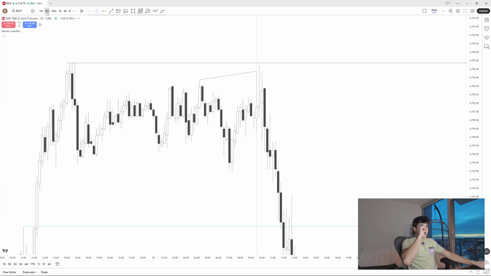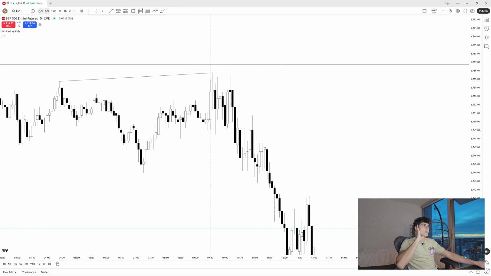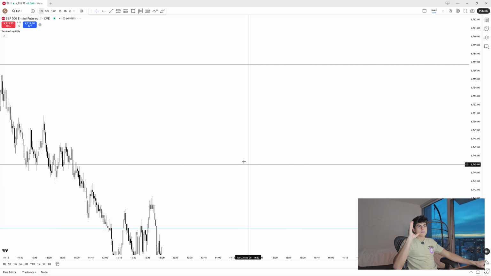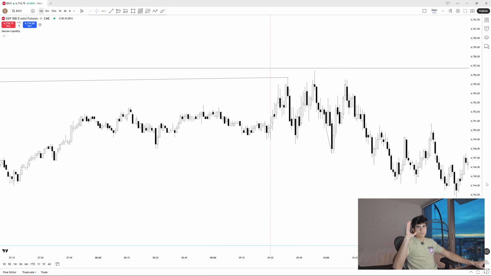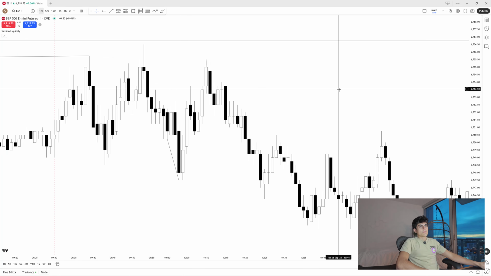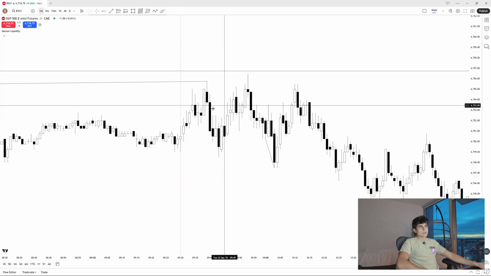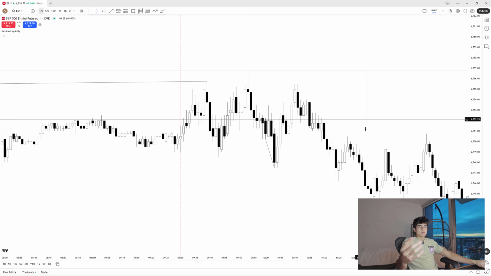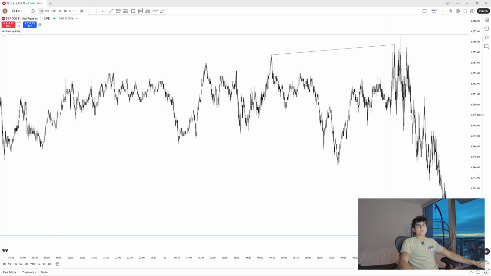Pretty much why I didn't take it is why I didn't take anything. The overall of it is just choppy price action. Sideways, and I just didn't have a clear bias. It was very hard to have a clear bias because of where we were positioned.